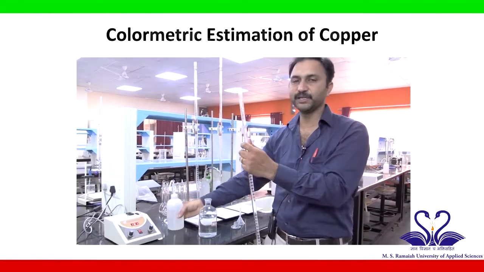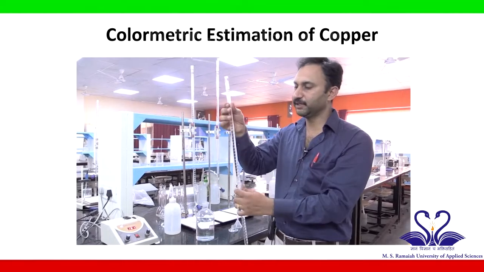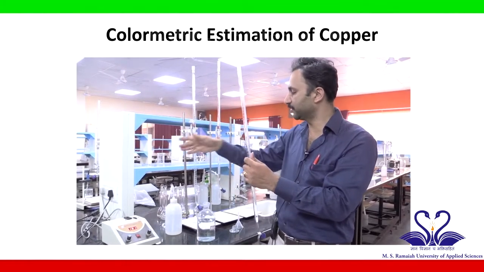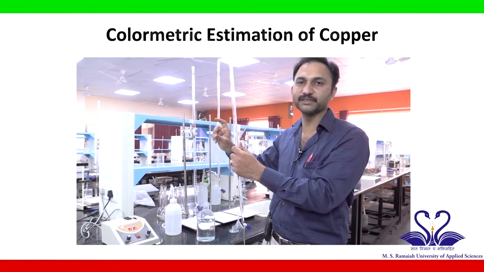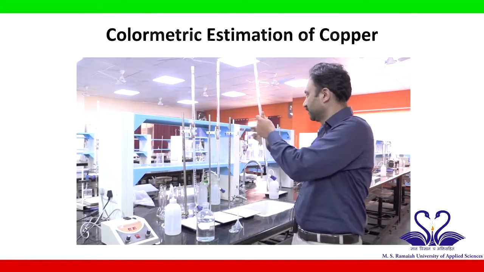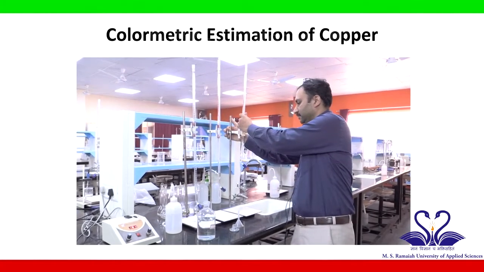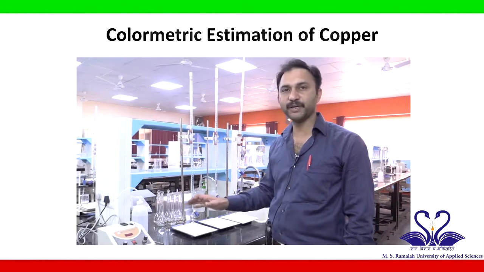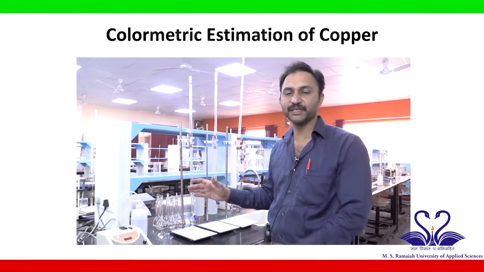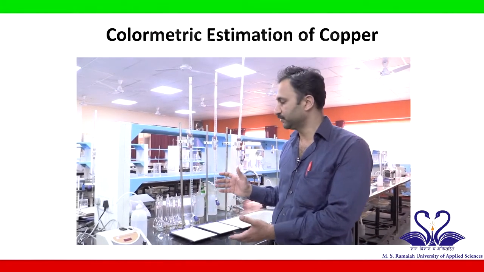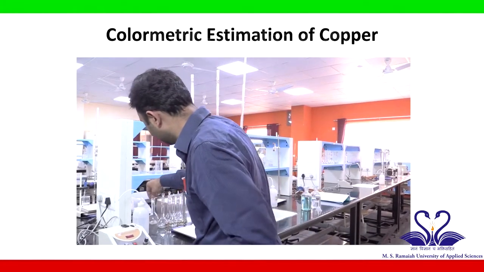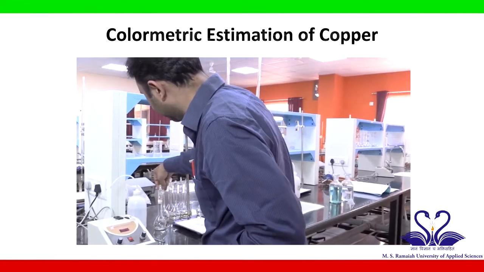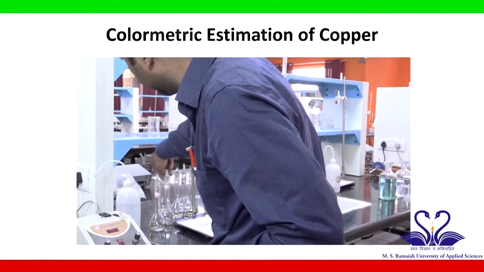This is not necessary to make it to the mark or anything, because this we have to add to the final when you have to make it up to the mark in the standard flask. So we have to prepare standard solutions. As I said, a series of standard solutions should be prepared. So we have made up a mark here: 5 ml, 10 ml, 15 ml. So you have to prepare.